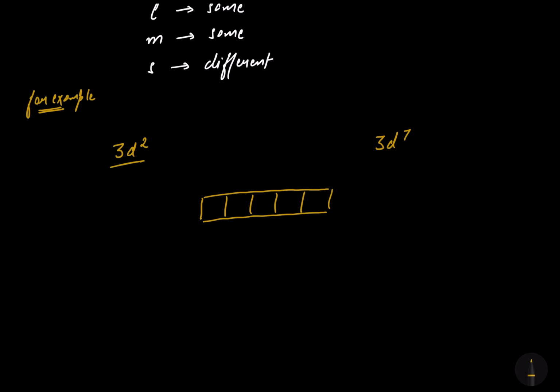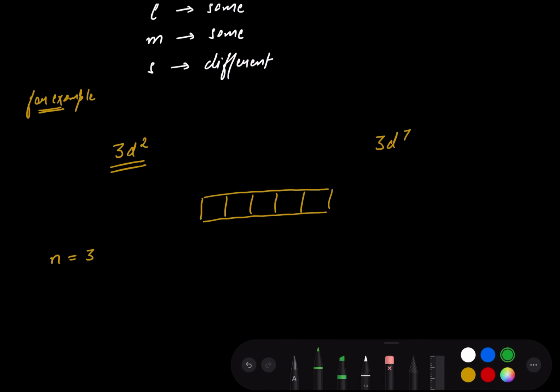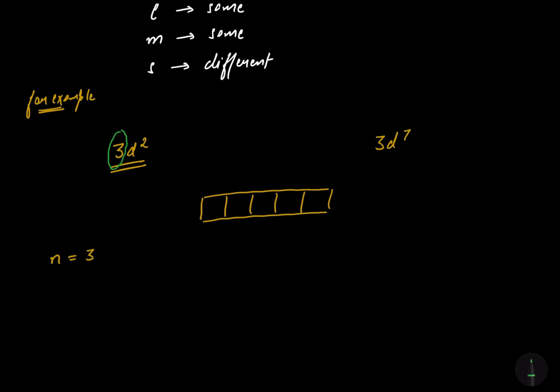For the case of 3d2, firstly the principal quantum number will be 3 because it's the third shell. Now let's talk about the value of L. For the value of L, we are having 4 values, 0, 1, 2, 3. The 0 value specifies S, 1 specifies P, 2 specifies D, and 3 specifies F. Here we are having D subshell. For D subshell, my L will be 2.